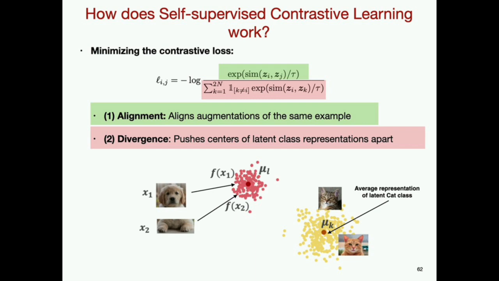And let's understand this step by step. So we can think of every latent class as having some center, like the average representation of that latent class. Here I've shown the average representation of the cat class. And what divergence means is that contrastive learning ensures that these average representations of the latent classes will be well separated. So in summary, what contrastive learning is doing for us is that it's clustering these augmentations of the same example and separating centers of different latent classes. And hence, you have this nice property of a clustering in representation space happening.